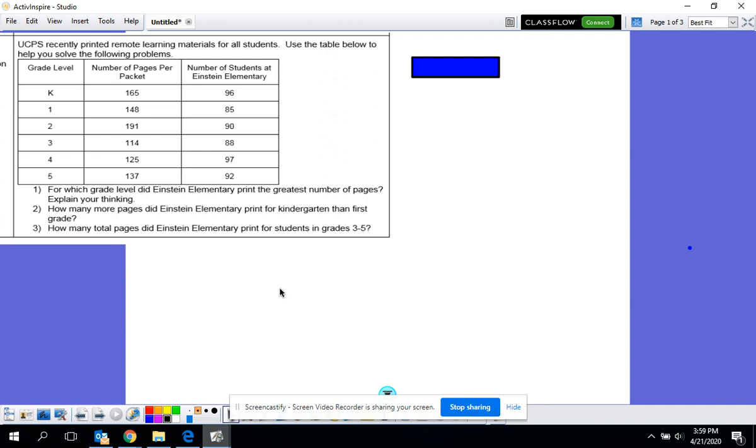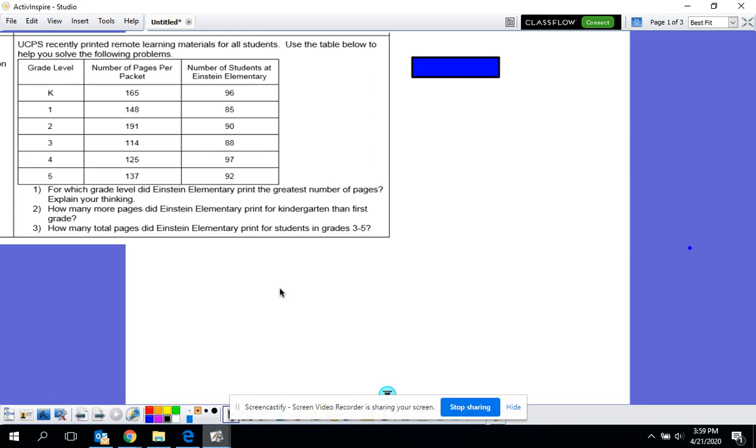Hello, friends. We're going to work on Wednesday's work in the packet, which is based on multiplication. I have posted the problem here for you, and I'm going to try my best to do it on this screen again. Hopefully it doesn't cut me off. I'll go ahead and read through the problem, and then we'll talk through each step.